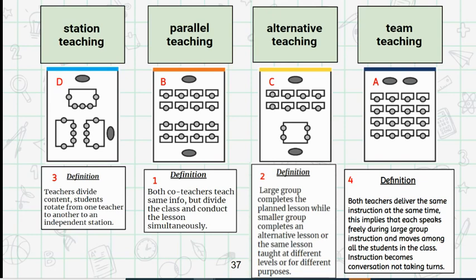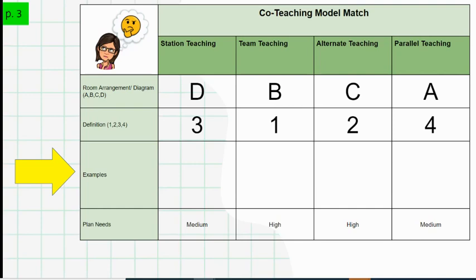So let's check your work. This is what it should look like. So you should have station teaching, and it would be D3. We just talked about that. We gave you that first one. Parallel teaching, definition is number 1. Alternative teaching, which is C diagram, goes with 2 and A4. Now, I went ahead and filled this out for you so that you would actually have it as it looks on your actual guided notes.